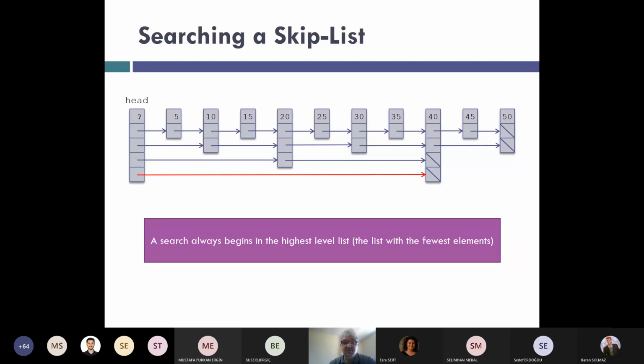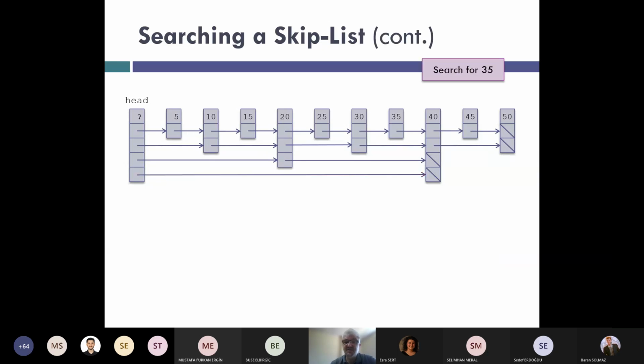And how are we going to perform the search operation? We start from the topmost linked list. We try to locate the element in this list. Actually, we have only one element, 40, and everything here is less than 40, everything here is greater than 40. And the search begins with the highest level list, which has fewer elements.